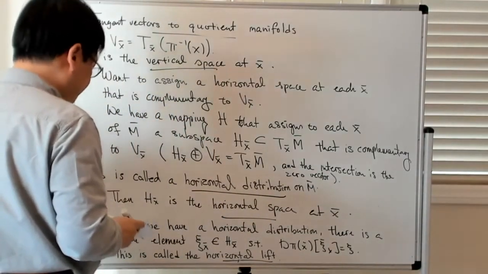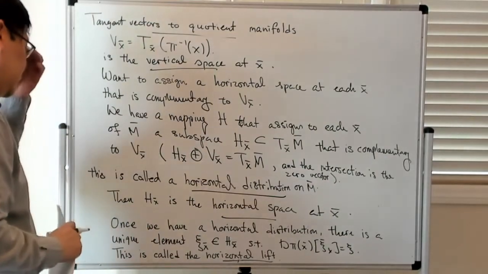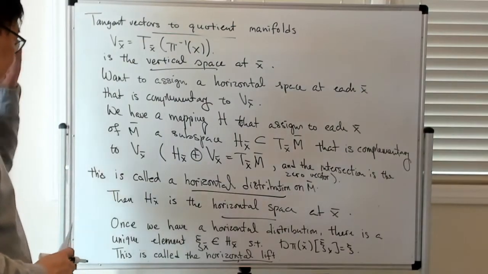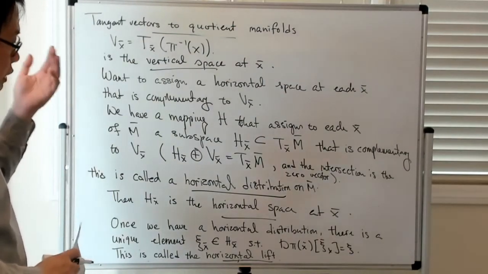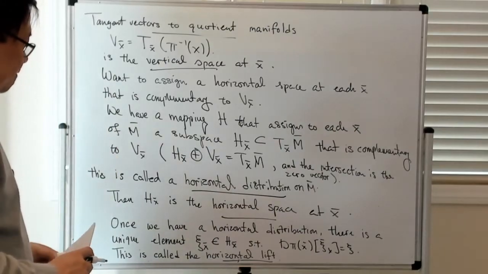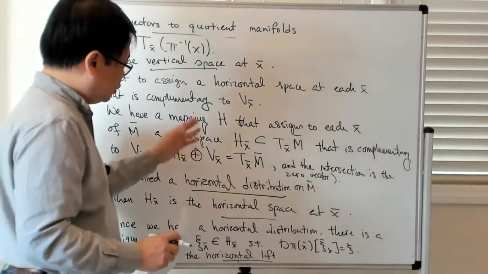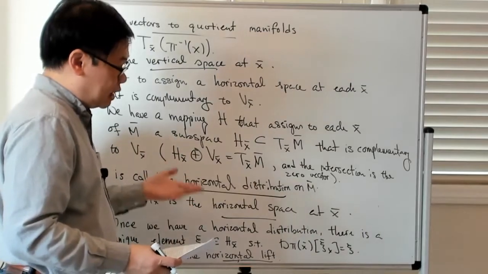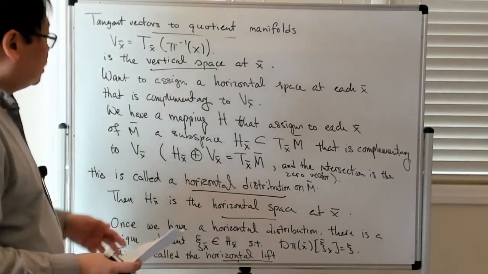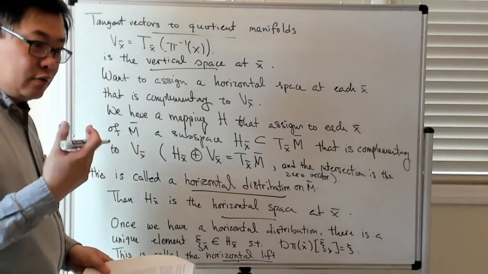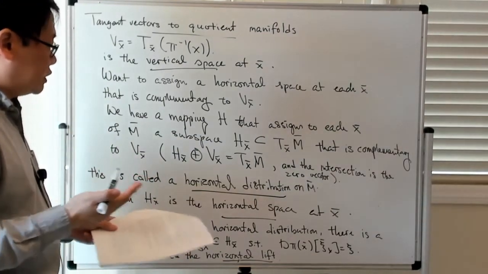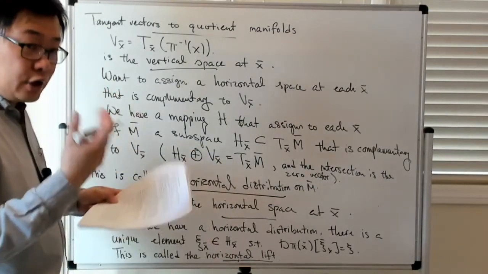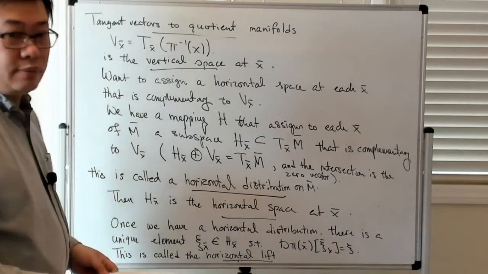So the point is that this gives you a way of picking a canonical representative of this equivalence class of tangent vectors, once you've specified this choice of a complementary subspace. That's basically how you often work with tangent vectors to quotient manifolds: you endow the quotient manifold with a horizontal distribution, which is complementary to the vertical space induced by the canonical projection. Let me just stop here for now.